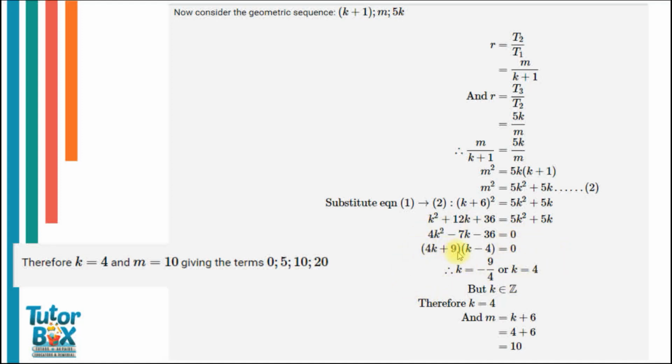Now, then I factorize, right? I should get 4k plus 9 and k minus 4. Guys, still, if you don't remember how we did this, please just revise your grade 10 algebra. So this will be equal to 0. So therefore, k will be equal to minus 9 over 4, or k is equal to 4.